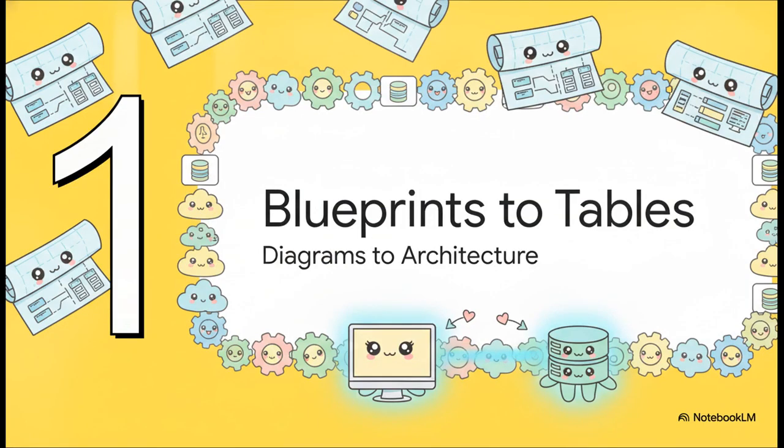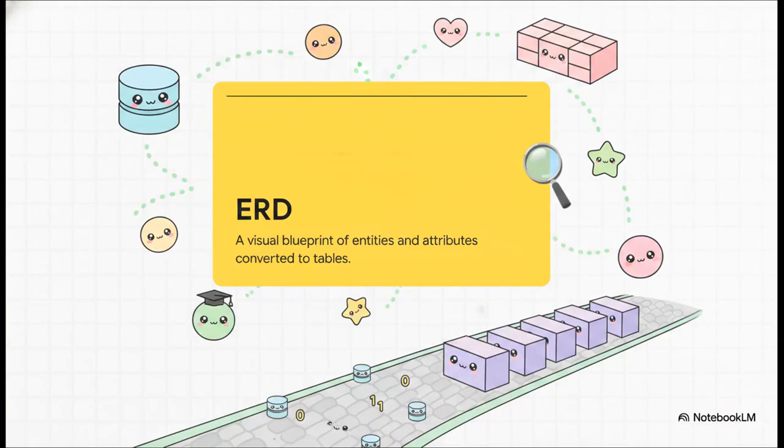Section 1. Blueprints to tables, from diagrams to architecture. We're starting right in the design phase. So we have to start by putting on our hard hats and thinking like a database architect. The crucial thing to grasp here is that an ERD, an entity relationship diagram, is really just a map. It shows us the general shape of our data. Entities like a student, attributes like a name. But a map isn't a road, right?